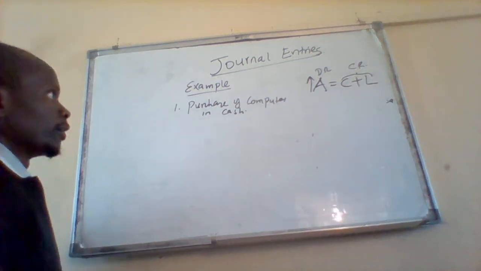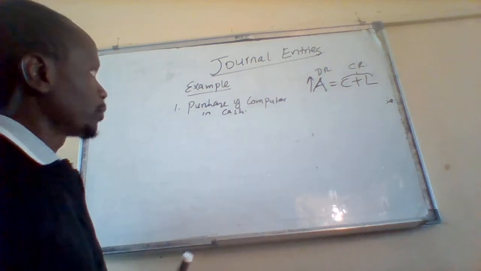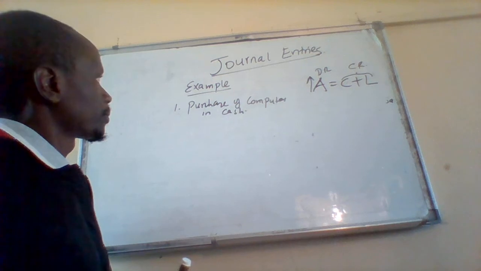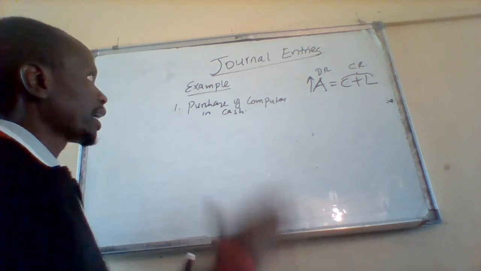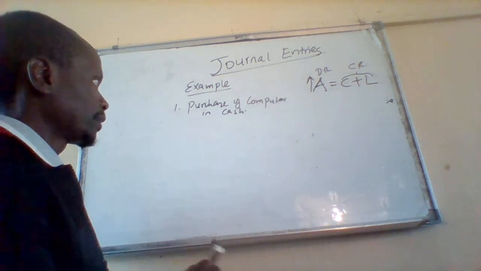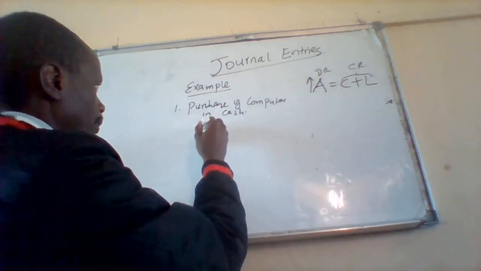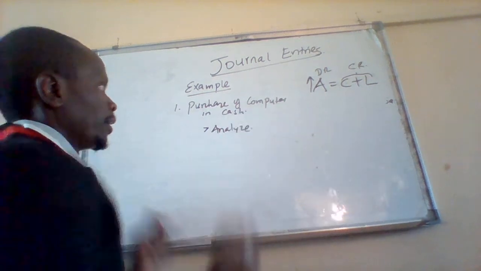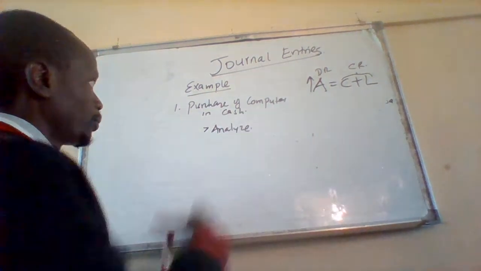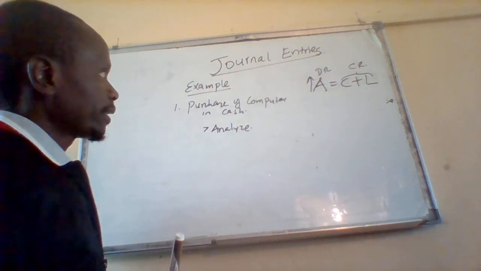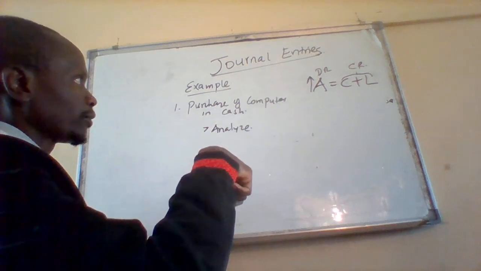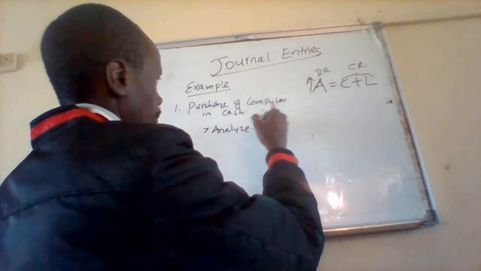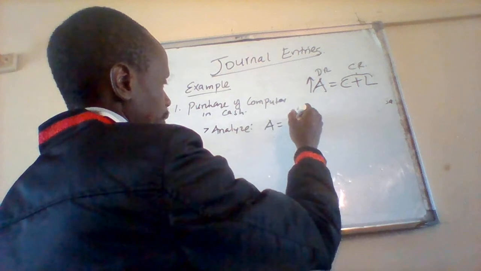Okay, so if you purchase a computer in cash, how do we analyze this transaction? So the first step in the journal entry is to analyze. If you analyze this purchase of computer in cash, you will find that the asset account will go down because cash has gone down. So your analysis will be like this.